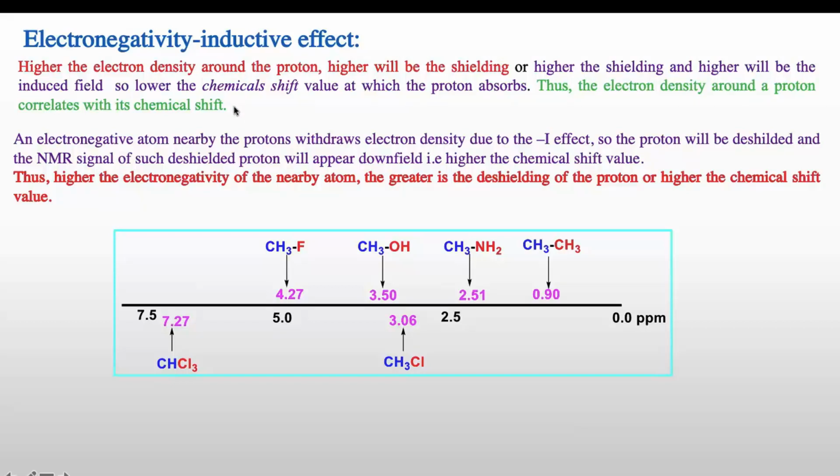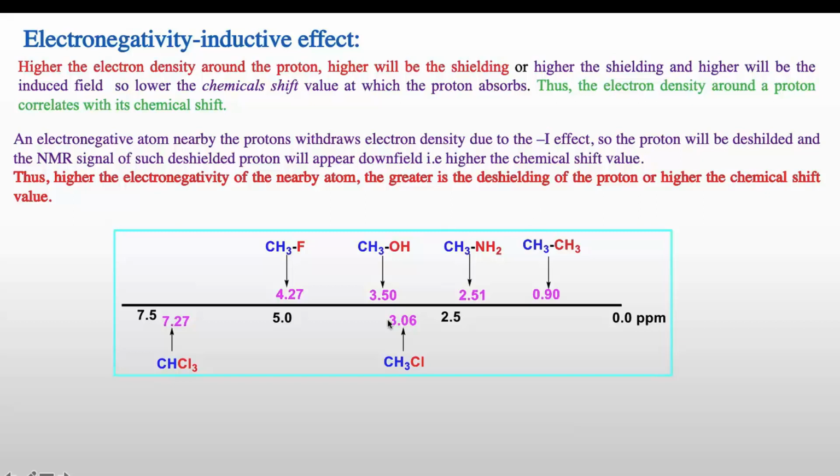Lower chemical shift value means higher induced field, lower field experienced by the nuclei, which will decrease the chemical shift value. Thus the electron density around a proton correlates with its chemical shift value. An electronegative atom nearby will draw electron density due to the minus I effect. So the proton will be deshielded, and the NMR signal of such a deshielded proton will appear downfield, that is, at a higher chemical shift value. The greater the electronegativity of the nearby atom, the greater the deshielding of the proton, or the higher the chemical shift value.